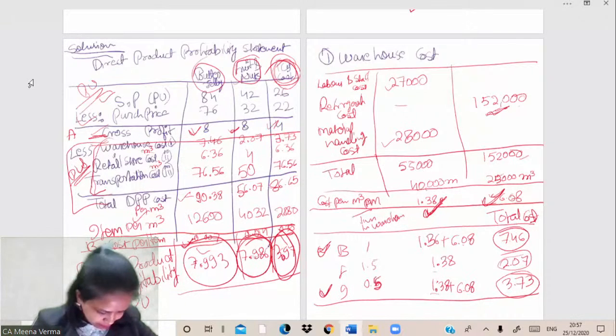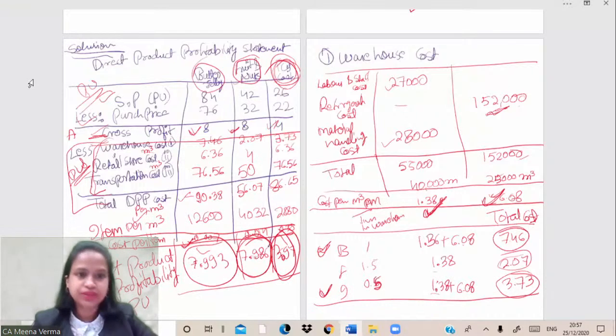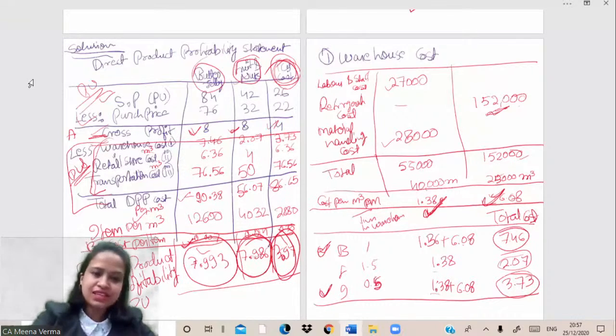Okay, so Ambika says butter jelly is more profitable. Yes, butter jelly is more profitable. Fruit and nut is equally profitable.